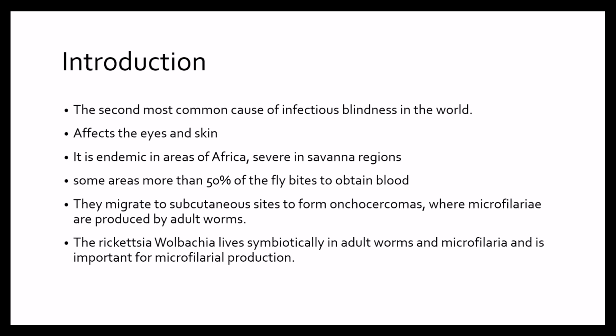The parasite helminth Onchocerca volvulus is causative. The vector is the Simulium blackfly, which breeds in fast-flowing water, hence the colloquial term river blindness.